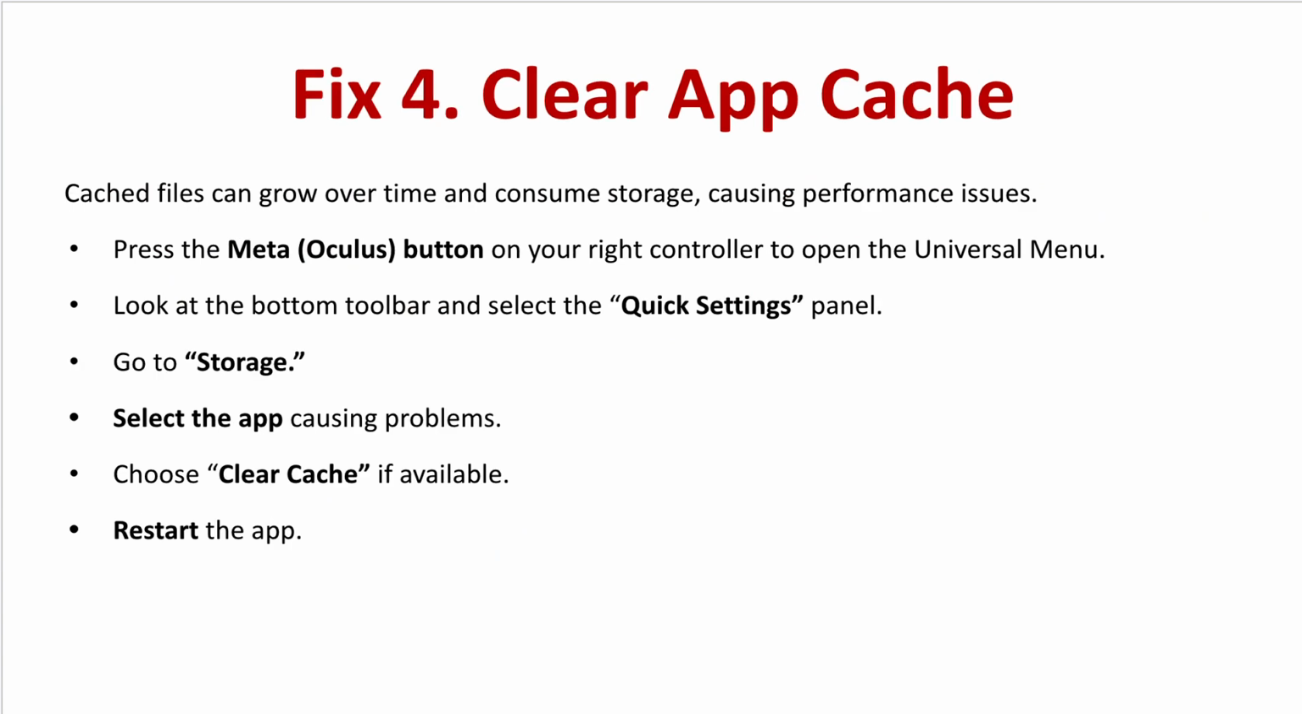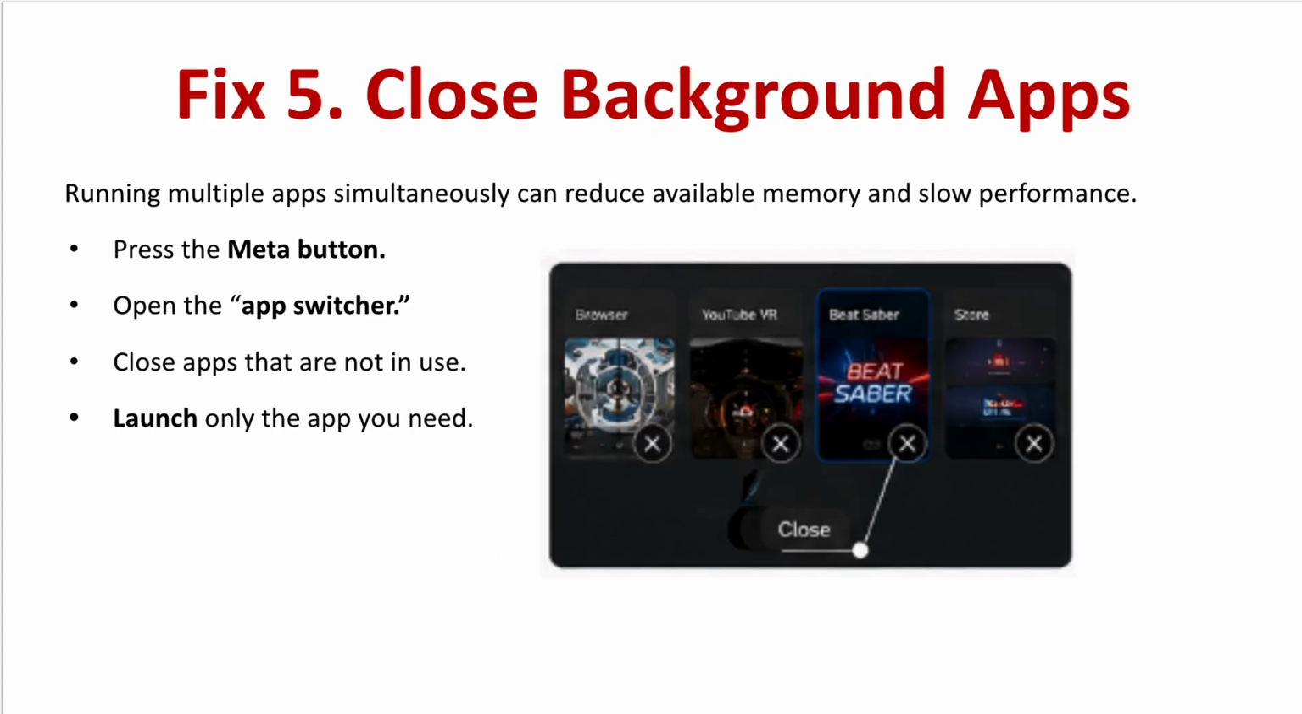Fourth fix is clear app cache. Cached files can grow over time and consume storage, causing performance issues. Press the Meta Oculus button on the right controller to open the universal menu. Look at the bottom toolbar and select the quick settings panel. Go to storage. Select the app causing problems. Choose clear cache if available. Restart the app.